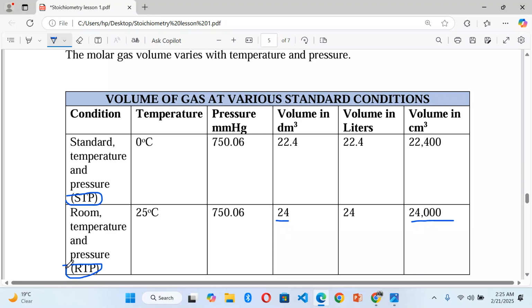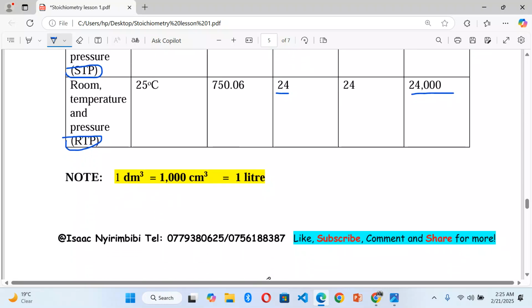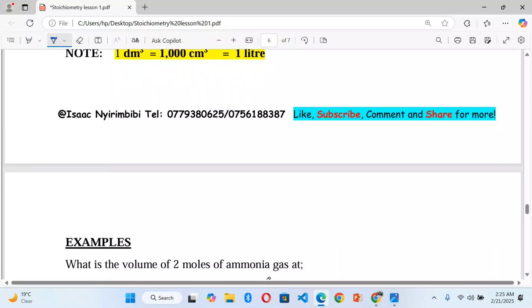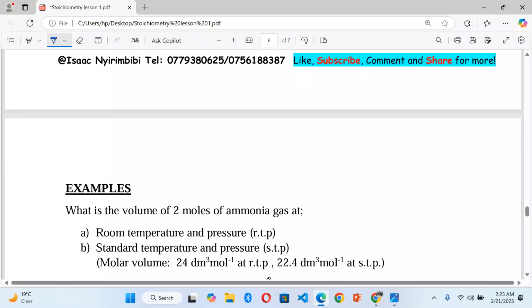And you can see that at STP, it is a different volume compared to at RTP. So let's see how best we can approach some of these questions here. We have an example. Let's look at this example.